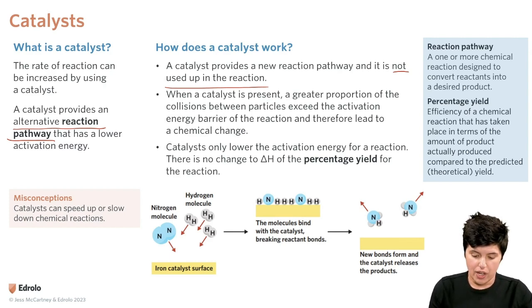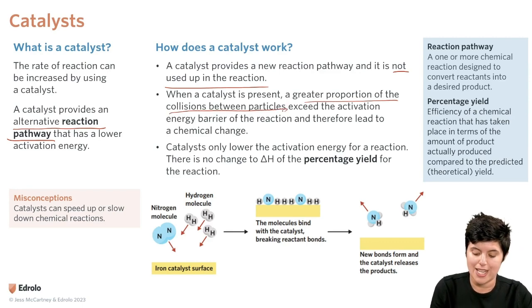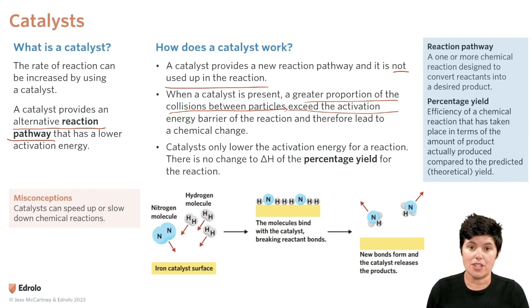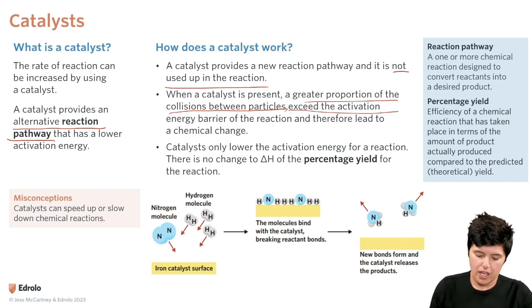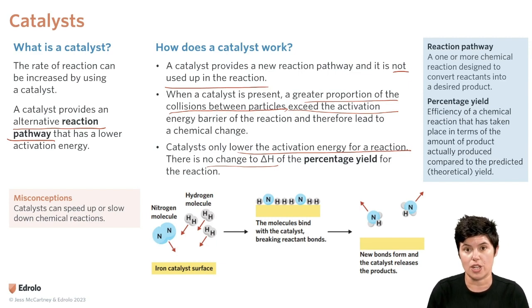When a catalyst is part of the reaction, a greater proportion of collisions between particles exceed the activation energy barrier. So therefore, the percentage of successful collisions would increase because they need a lower energy to overcome that activation energy. Catalysts only lower the activation energy of the reaction. It does not change the enthalpy change of the reaction at all, or the amount of products produced. So it only lowers the activation energy of the reaction.